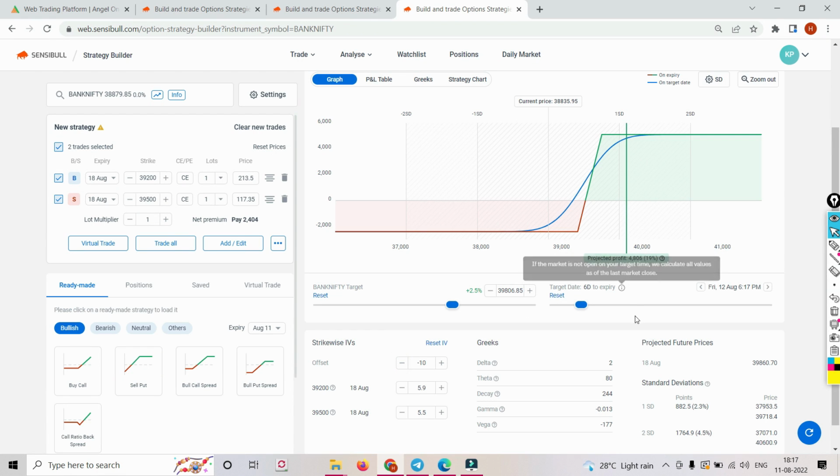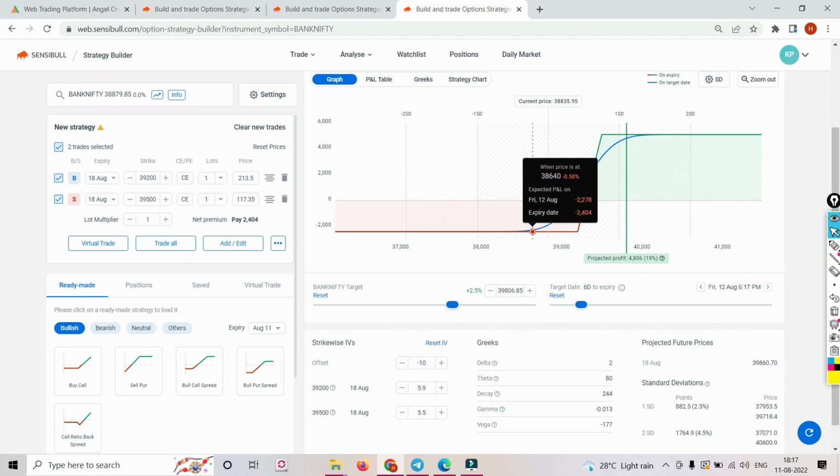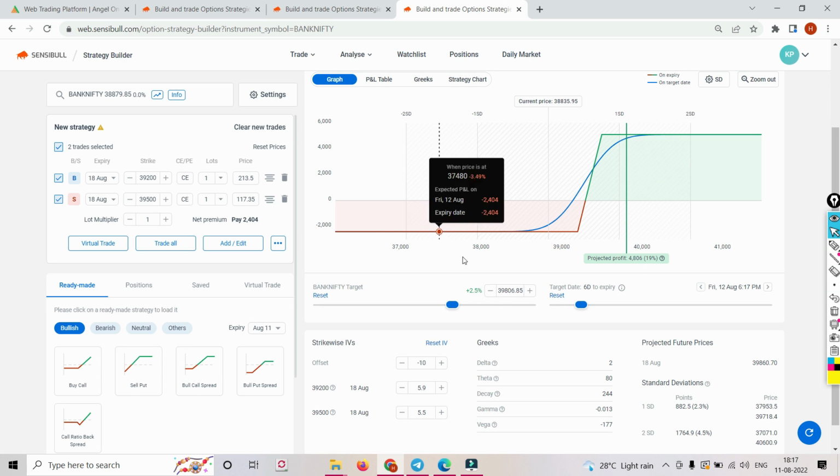More or less you're getting the same profit, but ideally not. I'm not sure whether Sensibull is calculating it correctly, or whether we are doing something wrong. But whenever the market falls, the VIX will increase, and increasing VIX will increase the premium of your buy position.